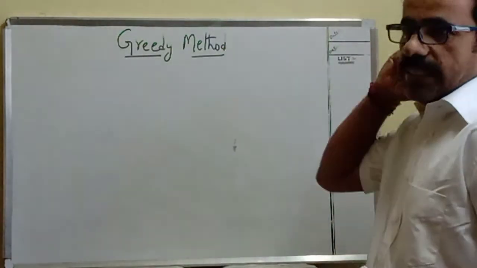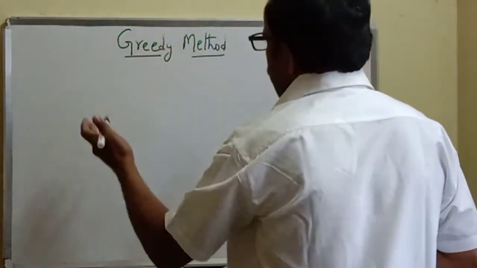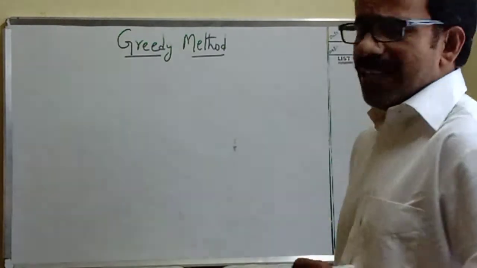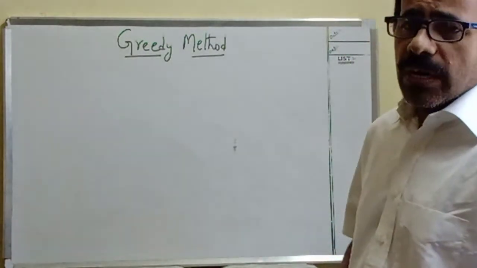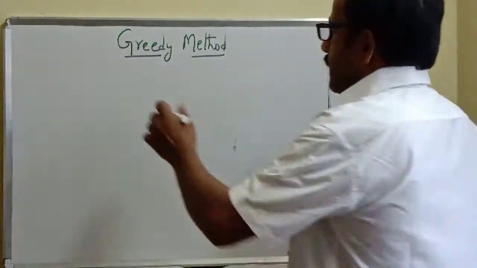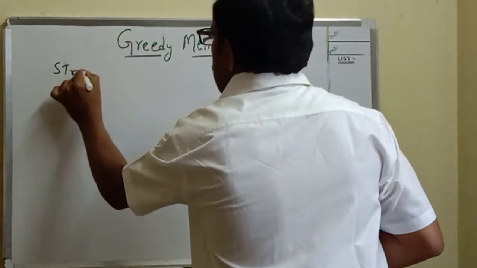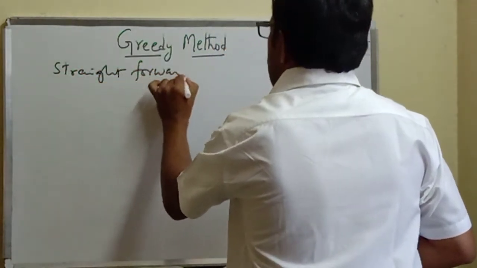What is the greedy method? Generally, the greedy method is a straightforward designing technique. All these algorithms are treated as algorithmic designing techniques. Even divide and conquer, greedy method, dynamic programming, branch and bound are all algorithmic designing techniques, but the greedy method is a straightforward approach.